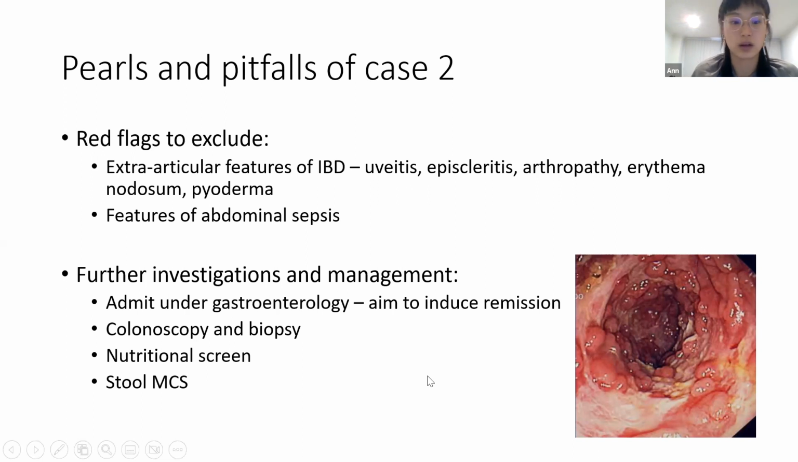You get a colonoscopy with a biopsy of any lesions seen, and you'd want to do a nutritional screen just because she's at high risk of malabsorptive problems, and you already know she's got anemia, so you want to check her iron, folate, B12 and all that, and also get a stool MCS. The reason for this is that it's quite common for patients to have C. difficile after completing a course of antibiotics.